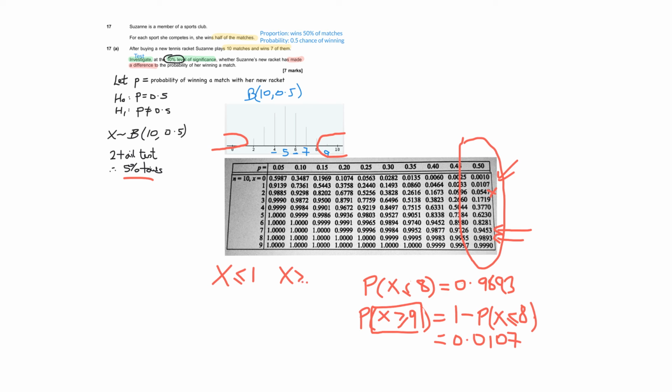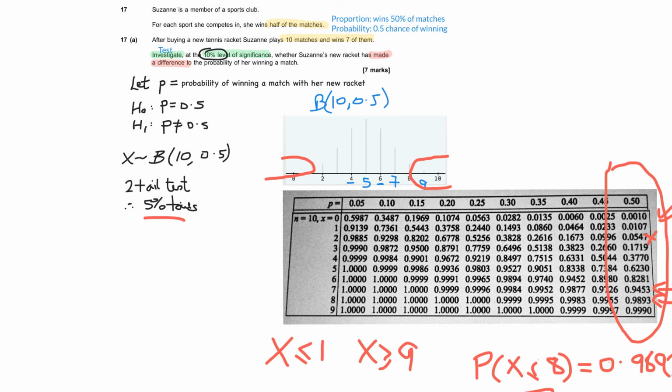So we found both parts: x is less than or equal to 1, or x is greater than or equal to 9. Now let's go back to writing the rest of our hypothesis test. We've almost forgotten the story by now. Suzanne used to win 50% of her matches. She got a new racket. In a sample of 10 matches, she suddenly won 7 of them, which is an improvement. And the question is if this is a significant improvement.